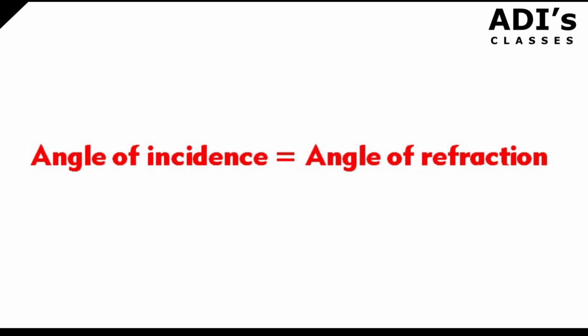And one more law is that the incident ray, the reflected ray and the normal should be in the same plane. If you look here, the incident wavefront, the reflected wavefront and the normal, all three are in the same plane. So wave theory could explain how reflection of light happens. In the next video, you will see how refraction happens.